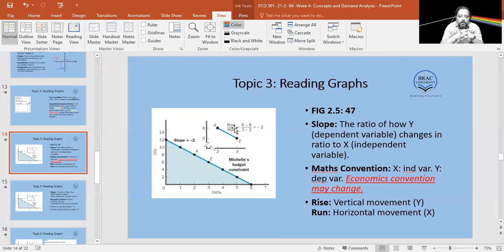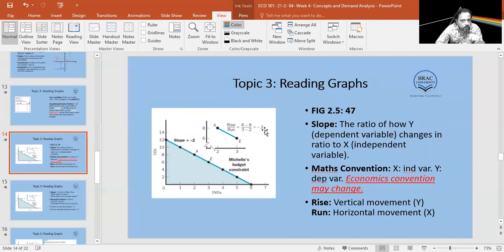The horizontal movement we define as run because we are running along the horizontal axis. The vertical movement we define as rise. We're going up and down. The ratio of these two movements is known as the slope. So over here, as we move from point A to point E, what happens? At point A, we have 8 CDs. At point E, we have 6. So that's 6 minus 8 as we have moved from point A to E. The run is from 2 to 3. So what is the ratio? That's 2. The minus sign means it is falling.